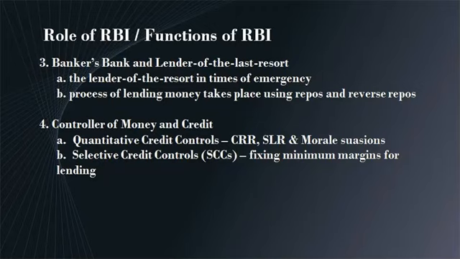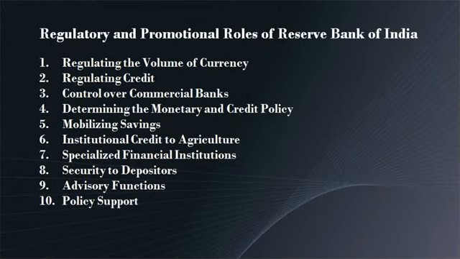Above that you cannot give any interest to the depositors, and there are also certain ceilings and margins kept for loans as well. So above this interest rate no one should be given a loan, or below this interest rate no one can avail a loan from the banks. All this kind of credit control can be done by RBI. Next time we will study the regulatory and promotional roles of RBI.